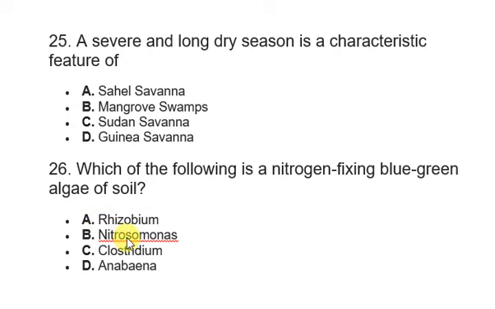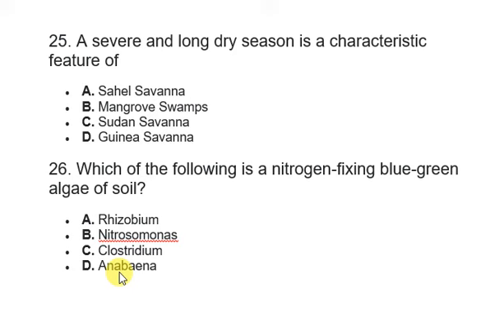Alright, and we also have the nitrosomonas. Nitrosomonas is a bacteria, particularly gram-negative bacteria, and it belongs to the beta proteobacteria. It uses ammonia as energy source, and it is not a blue-green algae, so we can't pick nitrosomonas. We have clostridium. Clostridium, I also think it's a bacteria. Yes, it should be. Clostridium is also a bacteria, and it is not a blue-green algae responsible for nitrogen fixation. And the last option here is Anabena. Yes, the correct answer is Anabena.